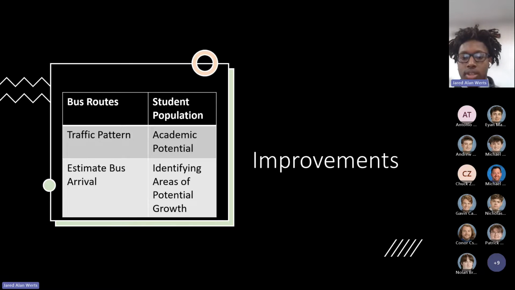The last improvement that can be done is mixing the bus routes and student population data and seeing, for example, that students in area X are doing well academically, but LaSalle doesn't receive many of those students because of the lack of transportation. So then LaSalle can add either a new stop or a route to help encourage students to attend LaSalle.